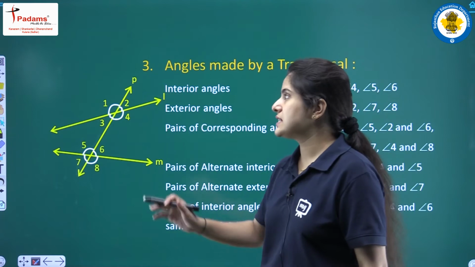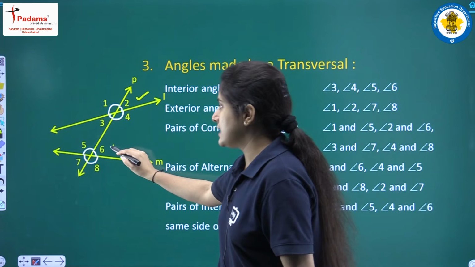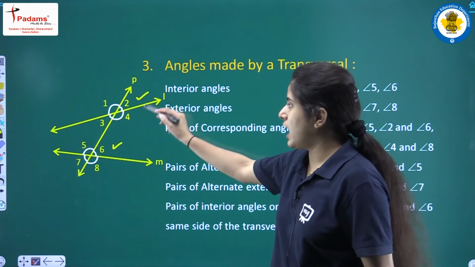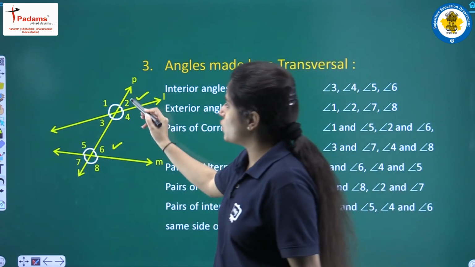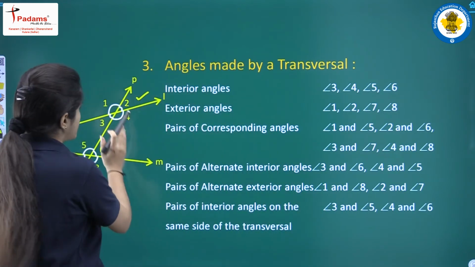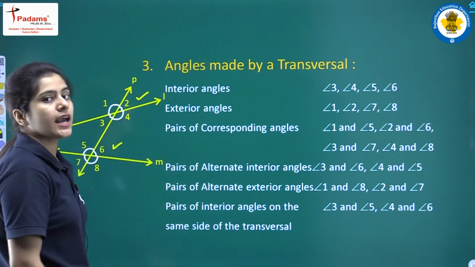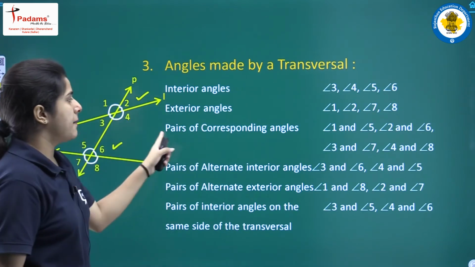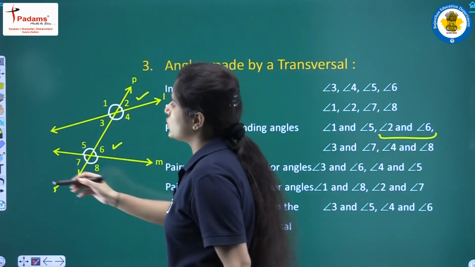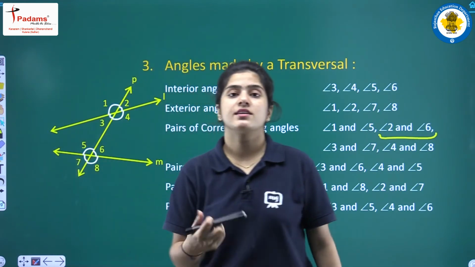So basically corresponding angles will mean this angle 2 and this angle 6. 2 and 6 together are corresponding angles, because you can clearly see 2 and 6 lie on the same side of the transversal line. 2 is the exterior angle and 6 is the interior angle. So that is why it is a pair of corresponding angles, for example this 2 and 6. Now students, apart from this 2 and 6, tell me what are the more pairs of corresponding angles.